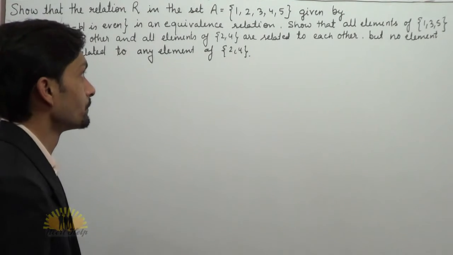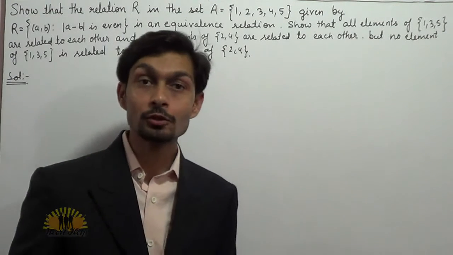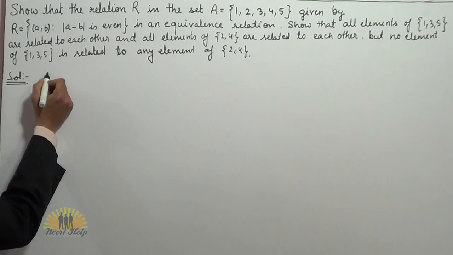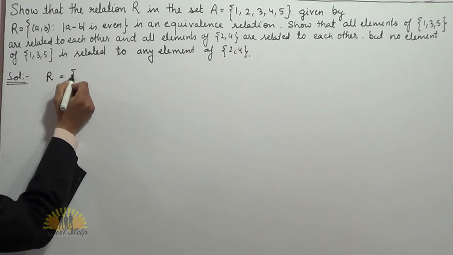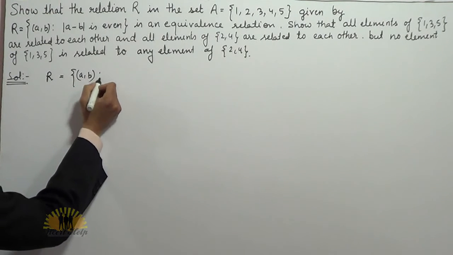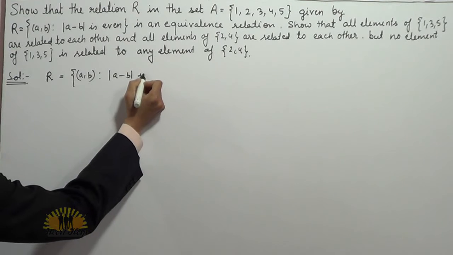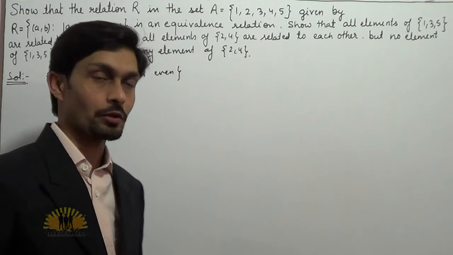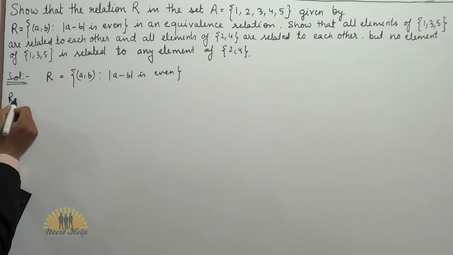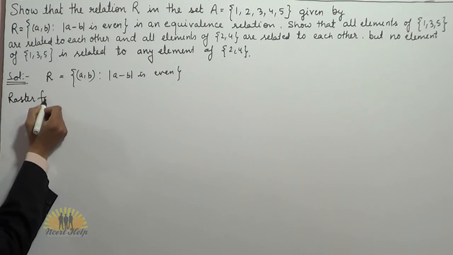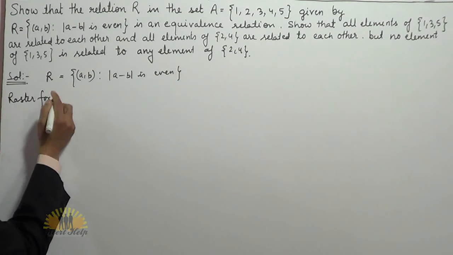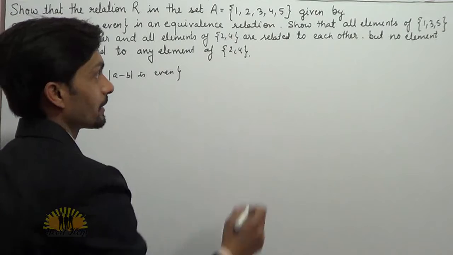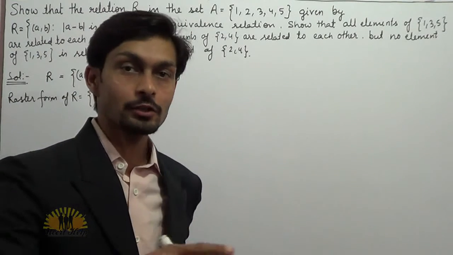To prove this relation is an equivalence relation, we need to prove that it is reflexive, symmetric and transitive. So, our relation R will contain ordered pairs (a, b) where the magnitude of a minus b is even. First of all, we will convert it into roster form. R is a relation on set A, it means from A to A.